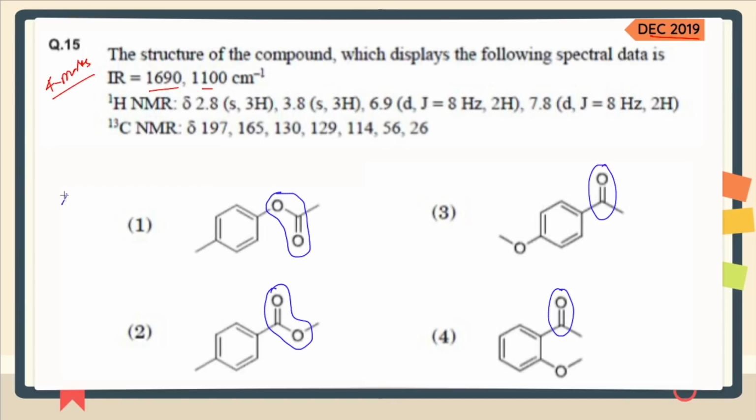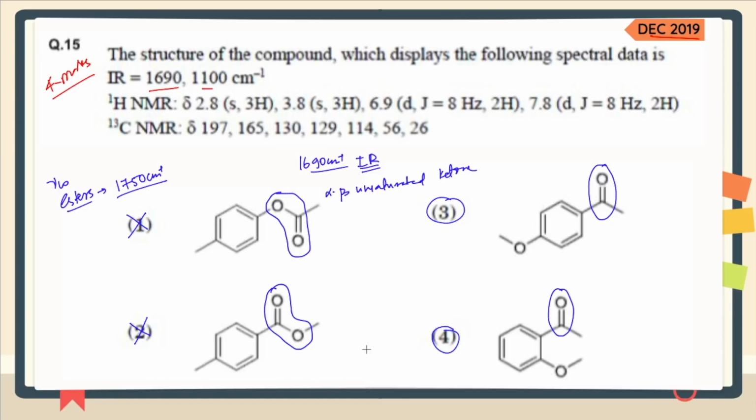Now you know that for the ester group, the IR carbonyl frequency is around 1750 centimeter inverse. Here the IR value is too low compared to that, so you can simply cancel out options 1 and 2 because it does not belong to them. 1690 basically belongs to a conjugated ketone, or alpha beta unsaturated ketone, which is there in option number 3 and option number 4 both.